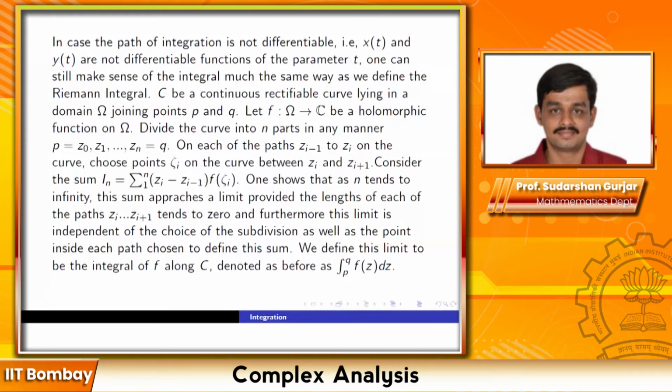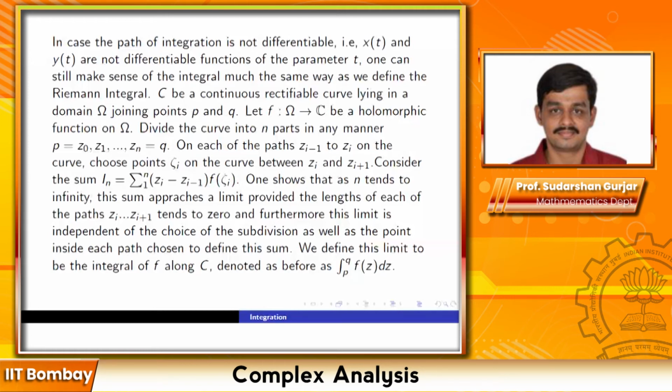but not necessarily smooth, not necessarily differentiable. x(t) and y(t) are not differentiable. If you recall the way we defined the integral earlier, how was the integral defined? It was the integral of f(z(t)) times z'(t) dt. That was the integral, right? But for that, z'(t) has to exist in our earlier definition. Now this is the definition which works for any continuous rectifiable curve.